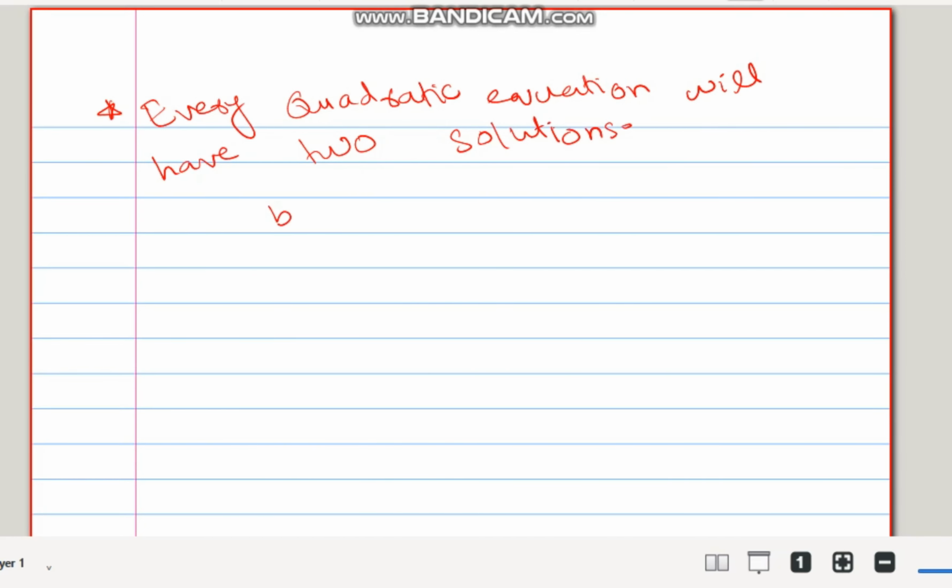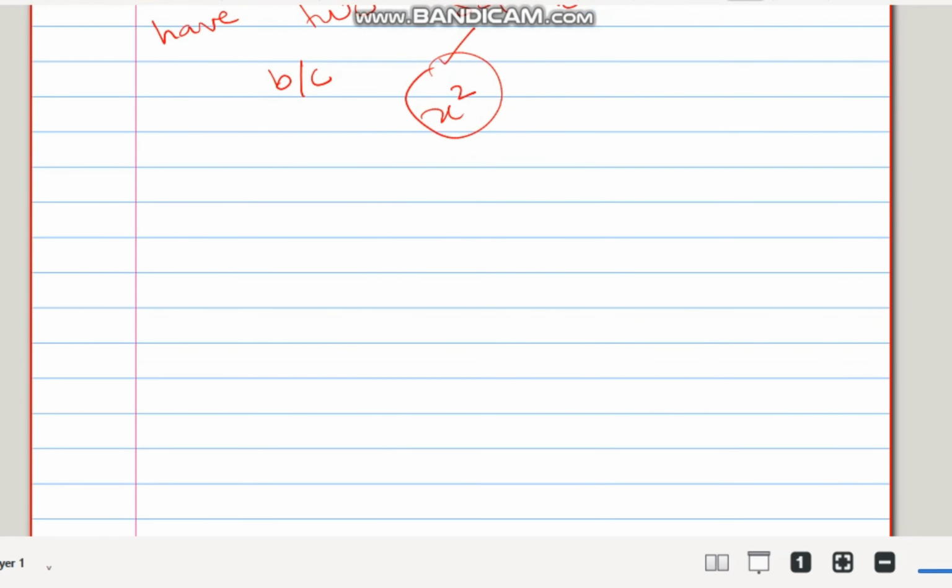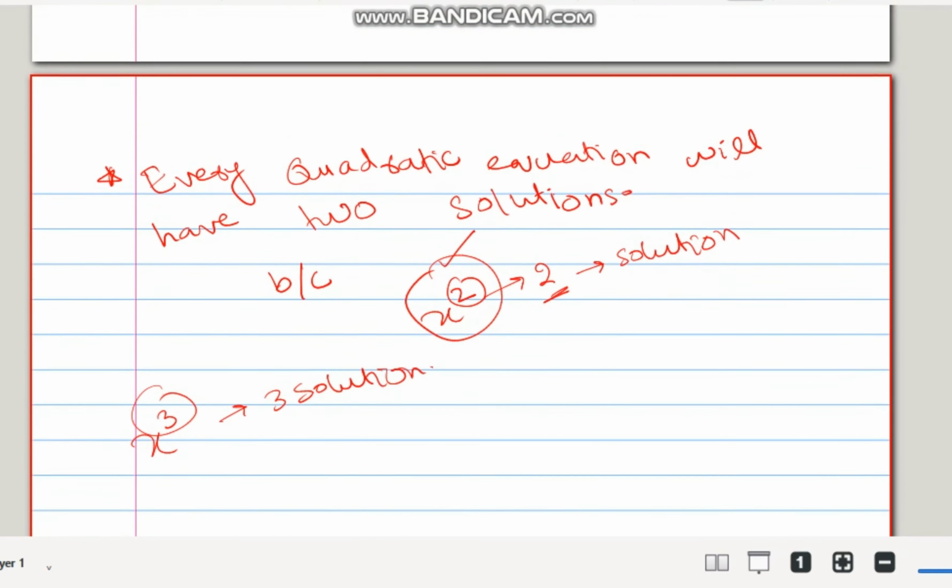Because it is x square. Please note the degree of the variable. What is the degree, or power, or exponent of the variable? It is 2. So the 2 means two solutions. And if you get a cubic equation, with 3, it will have three solutions. This is the main philosophy of this thing.